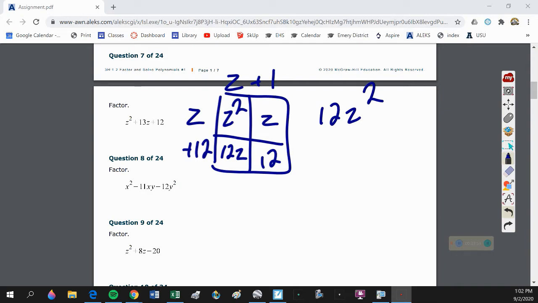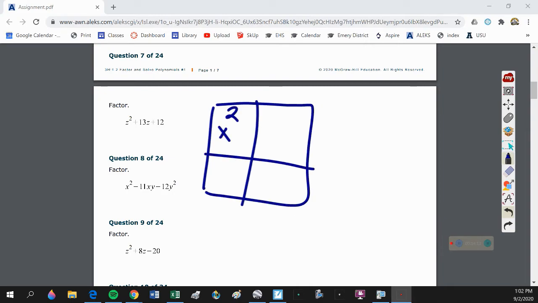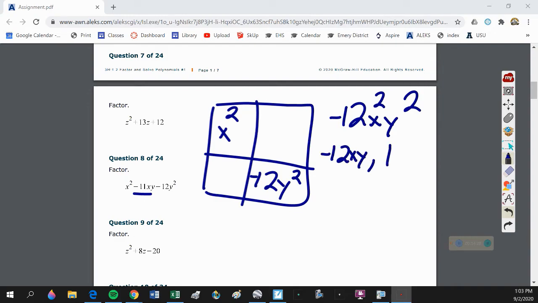Now, you might be able to do these in your head. If you can do these simple ones in your head, great. You don't need to draw the box. Okay? But when they get more difficult, the box really comes in handy. So, for instance, this one, x squared and negative 12y squared, which is negative 12x squared y squared. And I'm trying to create an 11. So negative 12xy and 1xy. Do you guys see that?